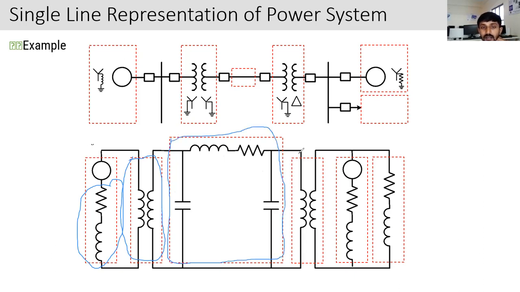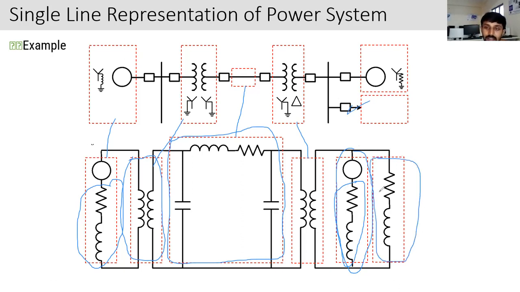This is another thing. You can represent the whole box with this box. The second transformer is related to this, and here you can see one generator connected. This generator is connected in parallel with the series impedance. This is the series impedance, and these are the loads. The loads are connected in parallel to the transformer or generator.